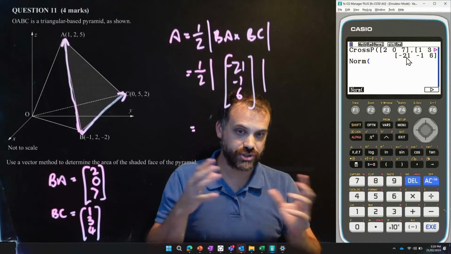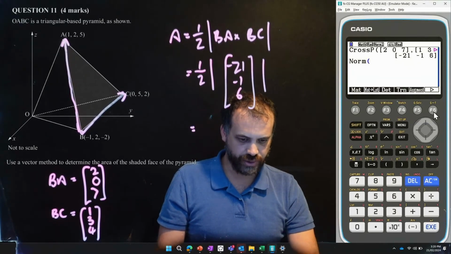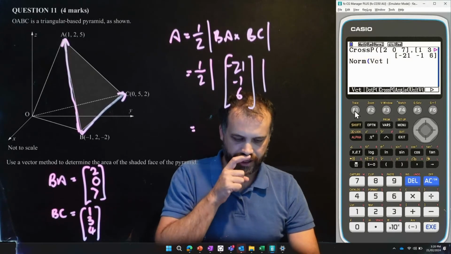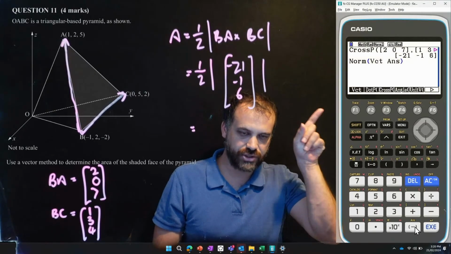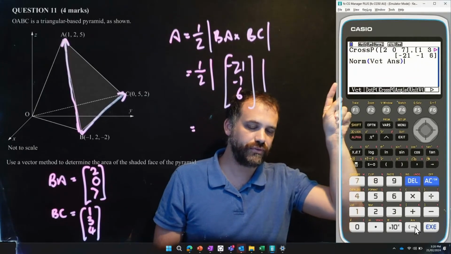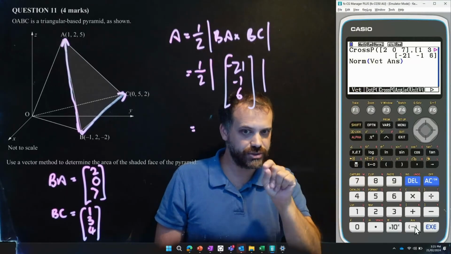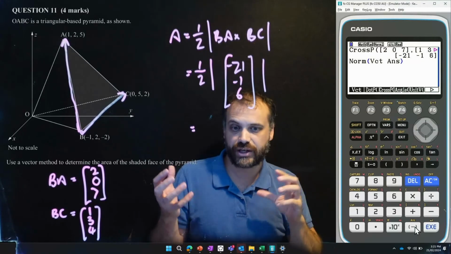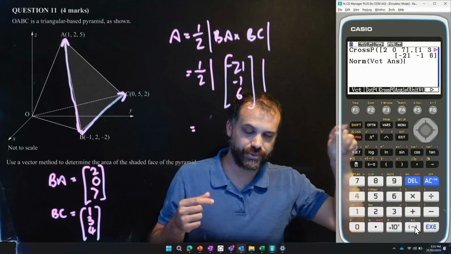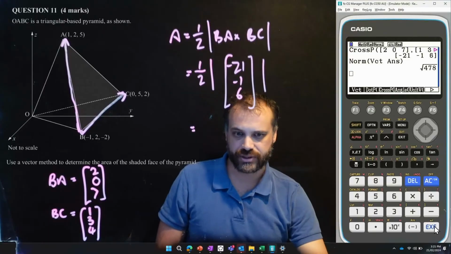Now, the norm of this. You might be tempted to just enter it in, and that's probably a good way to do it. But there is another way to do it as well. You can arrow across until it says vector, right? And then you can press Shift Answer. Now, what is that doing? That's saying find the magnitude of the vector that was the answer to my previous work, right? You can't just press answer. If you press norm answer, it's going to say that's not a vector. It doesn't recognize it. You've got to say it is a vector and it was the answer to the previous question. Execute that and we get root 478.